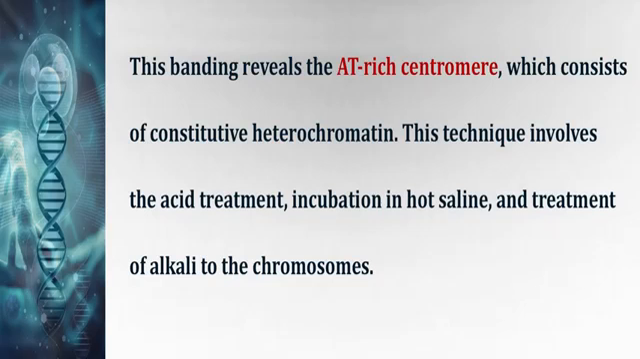4. C banding. This banding reveals the AT-rich centromeres that consist of constitutive heterochromatin. This technique involves acid treatment, incubation in hot saline and treatment of the chromosomes with alkali. With these treatments, the DNA is depurinated and the DNA backbone breaks. This causes the extraction of the DNA from some areas of the chromosome. Therefore, C bands are produced due to the differential extraction of the DNA.